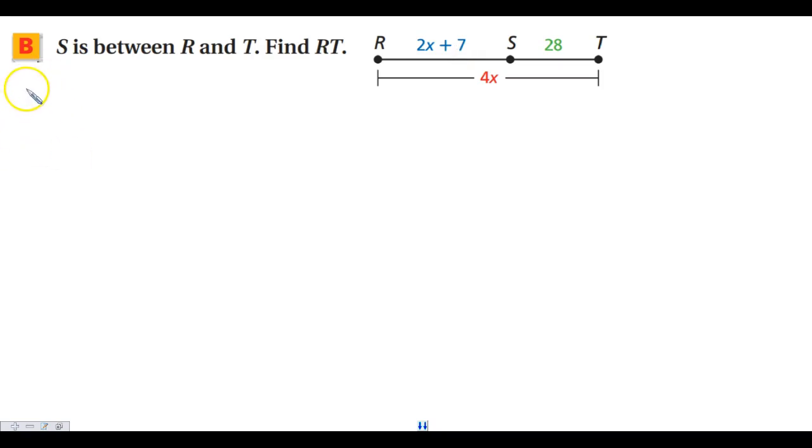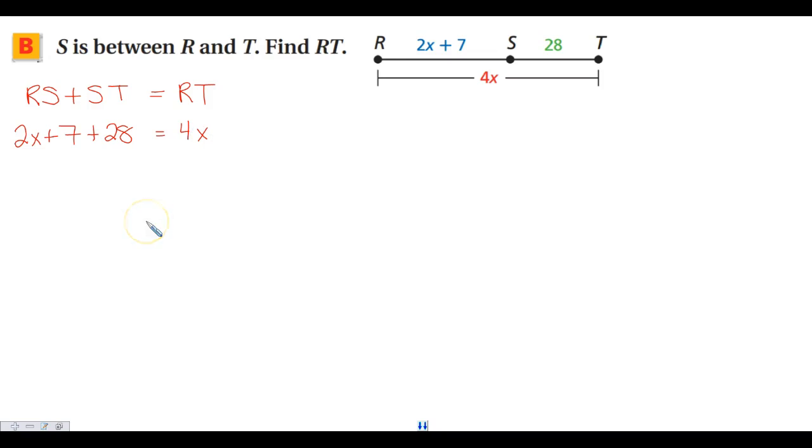So we're going to start with our segment addition postulate, which is the first piece of the segment, which is RS, plus the second piece of the segment, which is ST, is going to equal the entire segment, which is RT. All right. So now step 2 is plug in any known values and solve. So our known values here is that the length of segment RS is 2x plus 7. All right, that comes from right here. The length of segment ST is 28. And the length of segment RT is 4x.